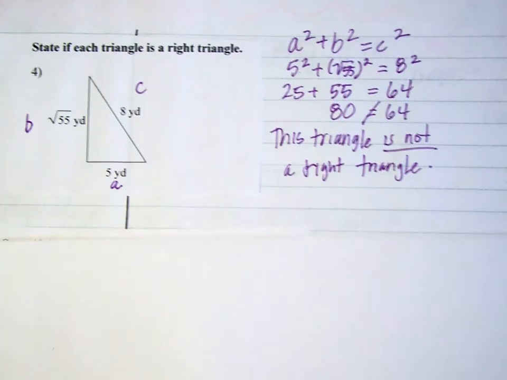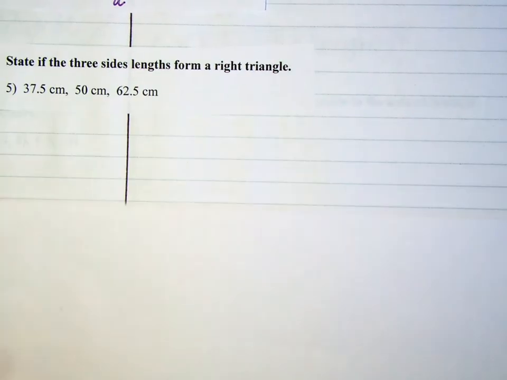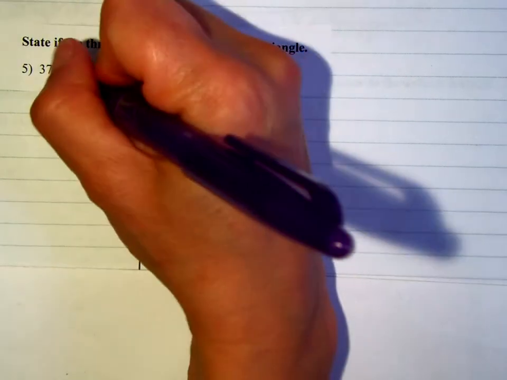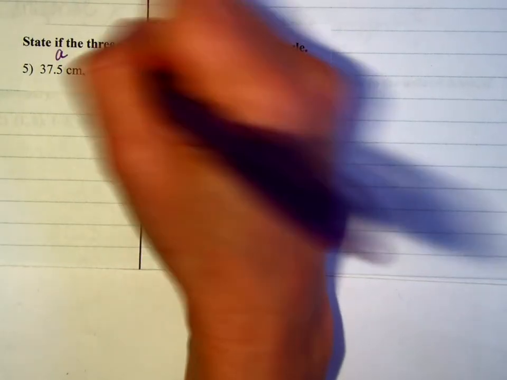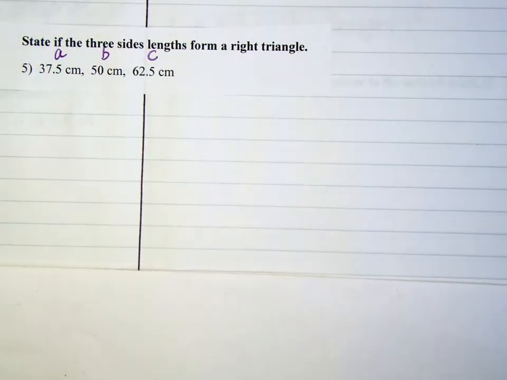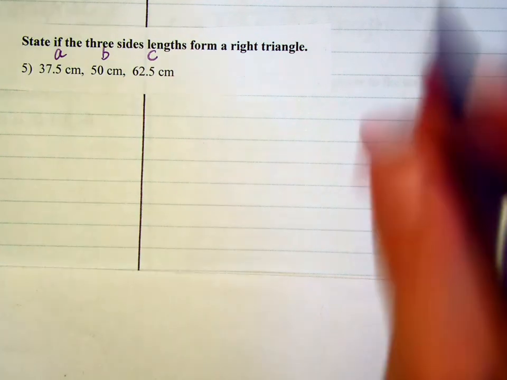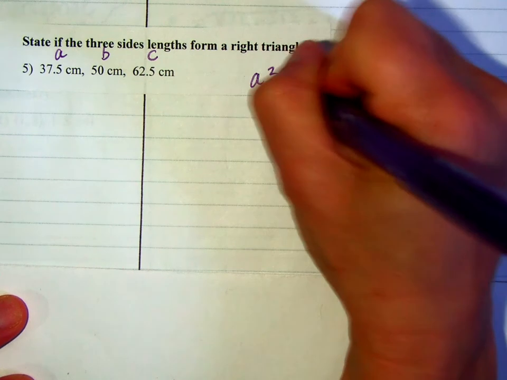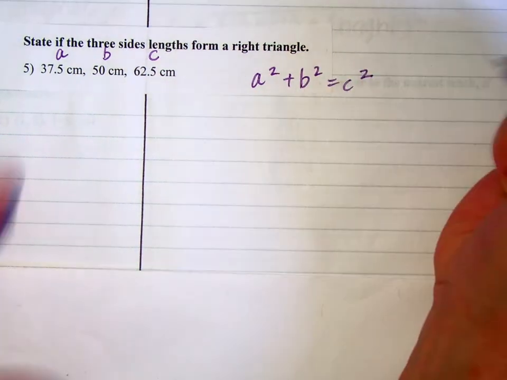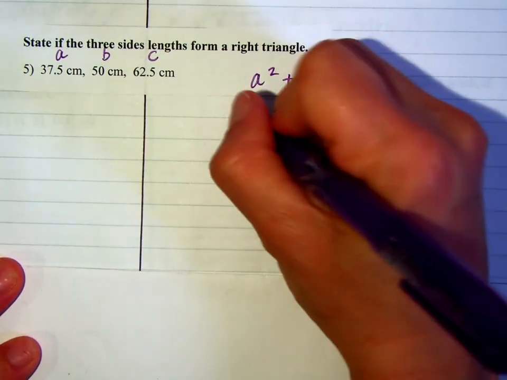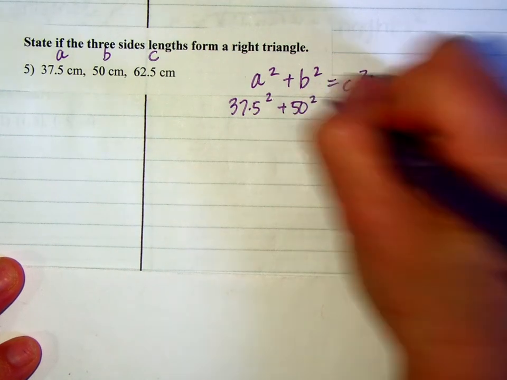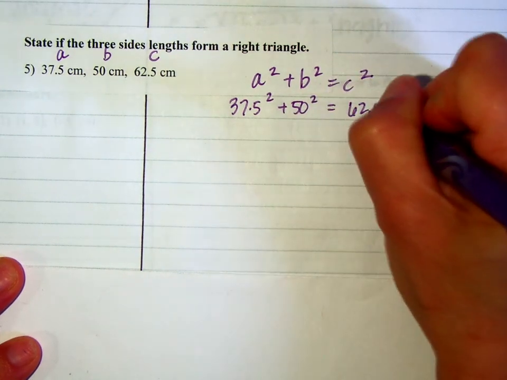All right, try the last one on your own. State if the 3 sides of this triangle form a right triangle. Same idea. They're already in order for you, so this is A, this is B, and this is C. Pause the video, solve it on your own, and then when you're ready, go on ahead and unpause. All right, so my formula, A squared plus B squared is equal to C squared, and we're going to write these numbers in the same order. So 37.5 to the second power plus 50 to the second power is equal to 62.5 to the second power.